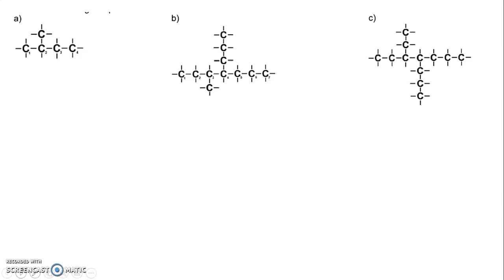So if we were to look at these, this one here, from left to right, you have 1, 2, 3, 4. If we went from right to left, it'd be 1, 2, 3. So 2 is lower than 3. That from left to right is the correct numbering. Since there are 4 carbons, that's going to be called butane.